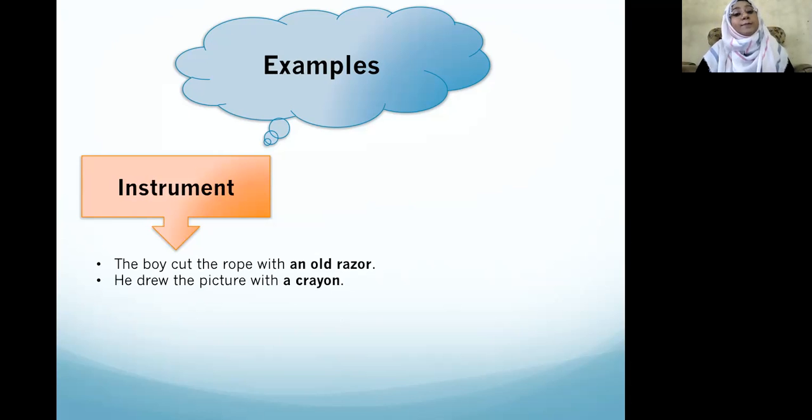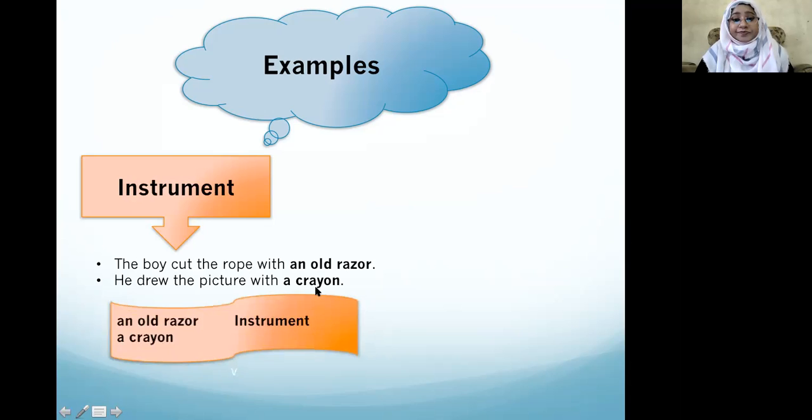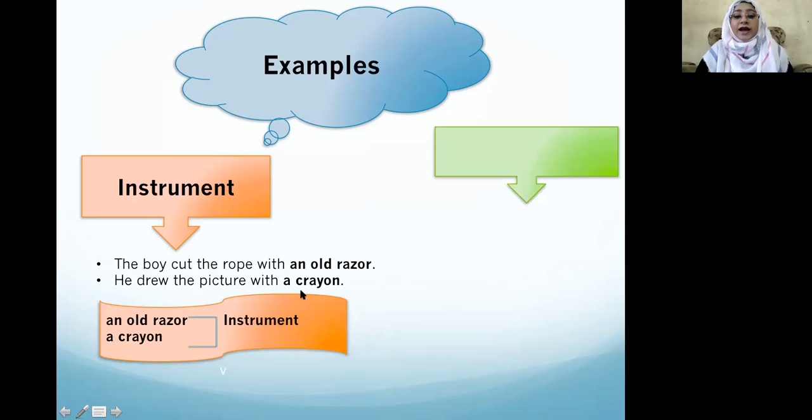He drew the picture with a crayon. The action of drawing is happening. How? By the use of a crayon. So the crayon is the instrument. In this sentence, a crayon is playing the role of instrument. An old razor and a crayon are both instruments because they are being used in order to perform the action.